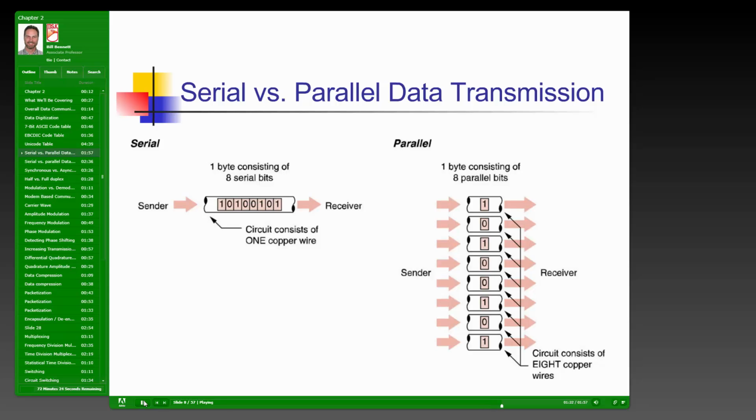Most data communications, though, always occurs over a serial cable, meaning it's a single copper wire, or in the case of fiber optics, a single fiber optic cable that we are transmitting the data over. So that's a very important concept, obviously, to understand in data communications, the difference between serial communications and parallel communications.